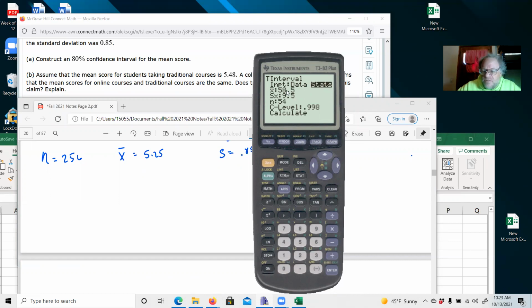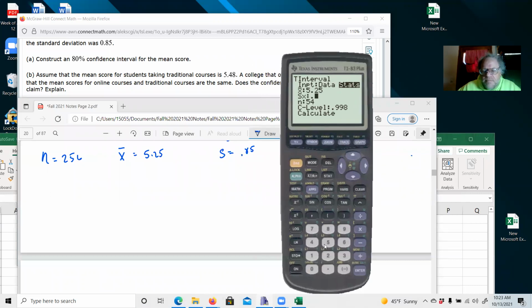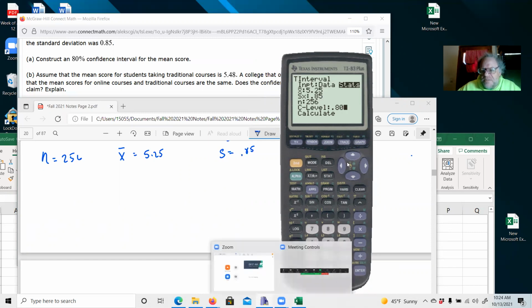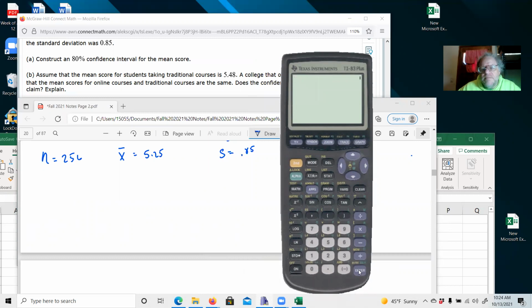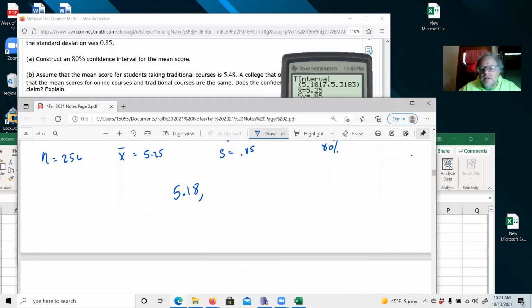We have stats. What's our average? It is 5.25. Our standard deviation was 0.85. Our n is 256. They wanted an 80% confidence interval. We got 5.18 to 5.32.